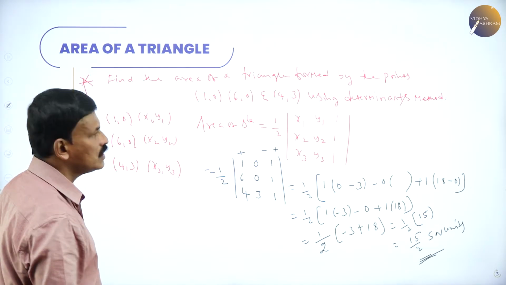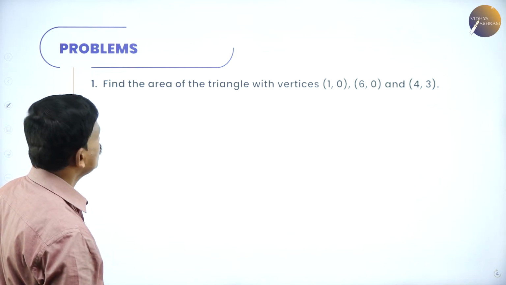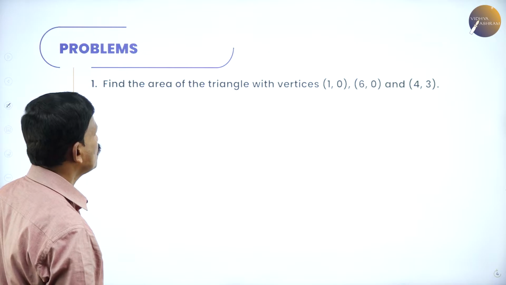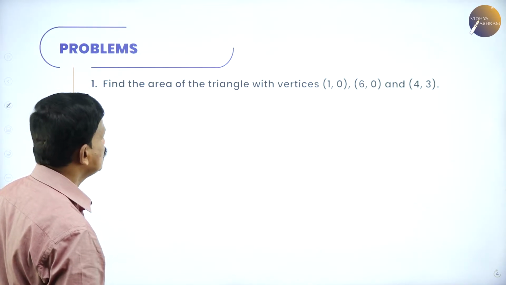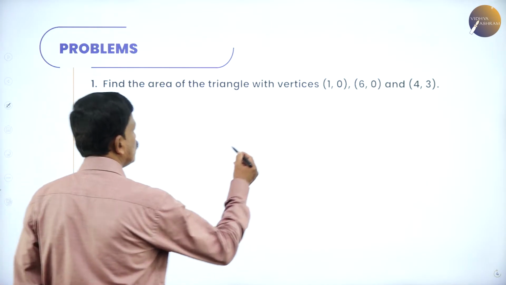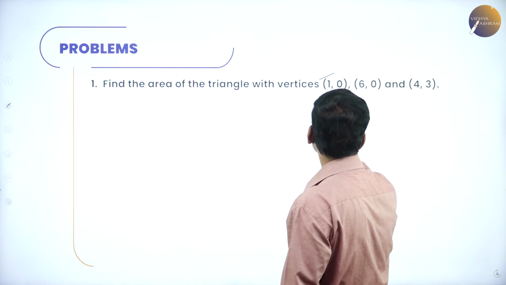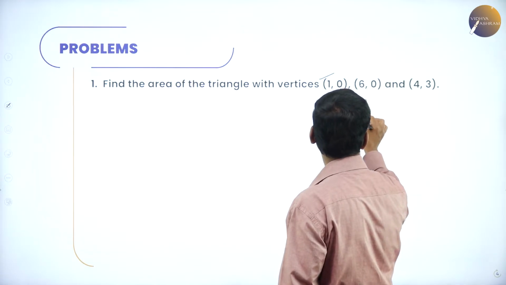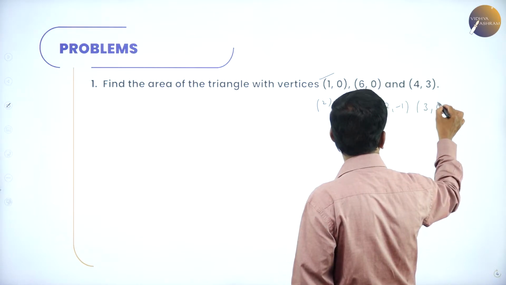Now, let us come to the next problem. What is the next problem? Find the area of a triangle formed with 1, 0, 6, 0 and 4, 3. Same problem I did. Let us consider one more problem. Let us take this problem: 1, 1, again 2, -1 and 3, 0.